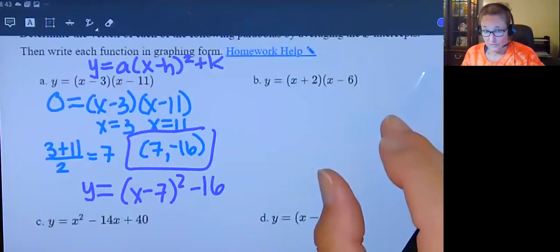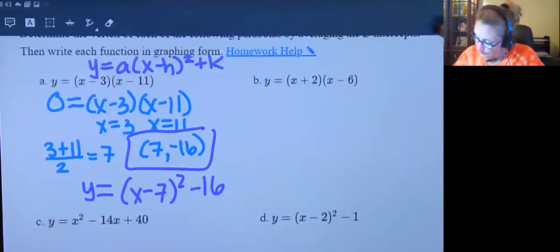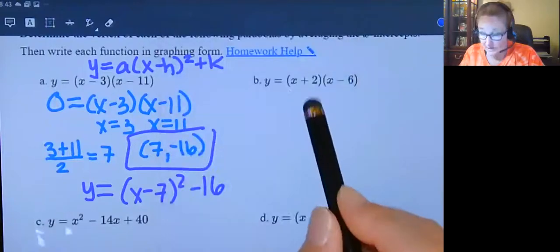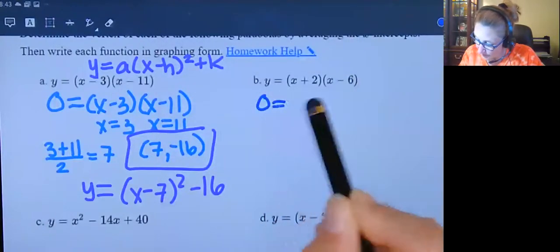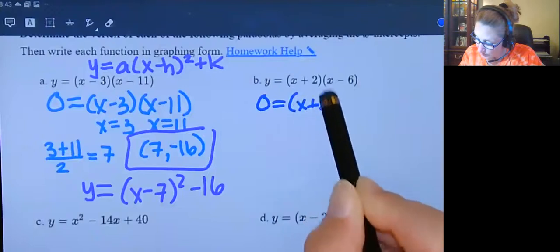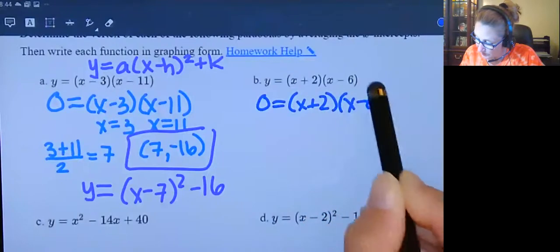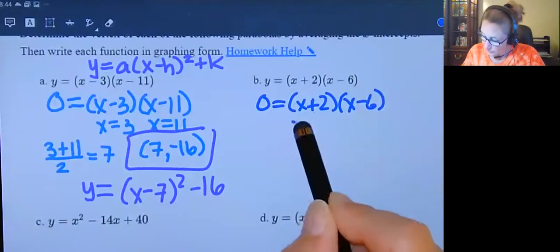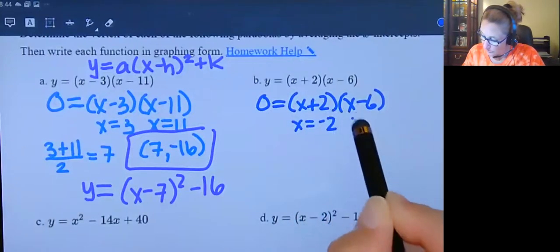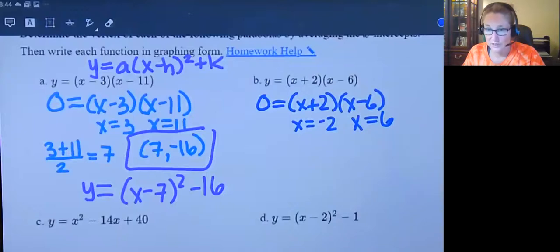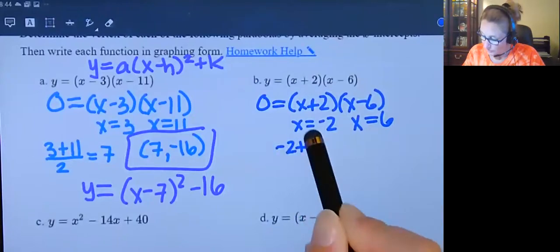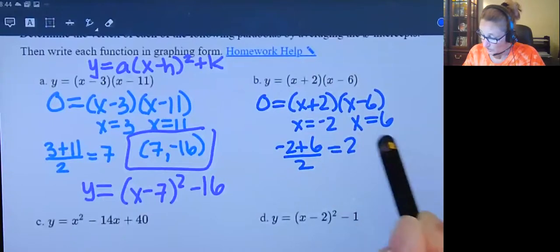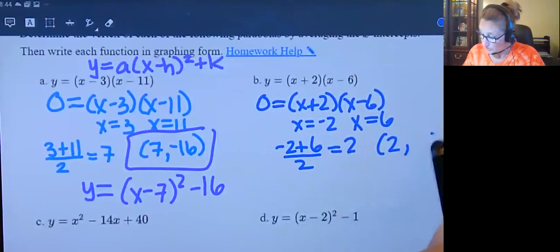Now I'm going to do the same thing for this one. Again, I'm going to set this to 0. So this is going to be 0 equals x plus 2, x minus 6, because when you're trying to find the x-intercept, you set your y to 0. So this is going to be a negative 2 and a positive 6. I'm going to average those: negative 2 plus 6 over 2. 4 divided by 2 is 2. So I'm going to get 2 comma something.